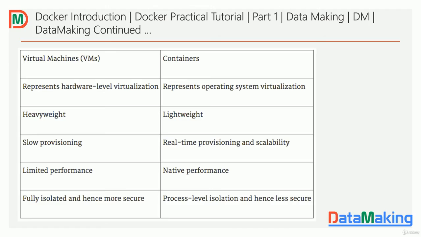Let's recap the difference between virtual machines and containers. Virtual machines represent hardware virtualization, so you can create different virtual machines, each with a different operating system installed. Containers represent operating system virtualization, so within one operating system you can create multiple containers and host your applications. Because virtual machines have different guest operating systems, they are heavyweight. Here you share the same operating system, so containers are lightweight compared to virtual machines.